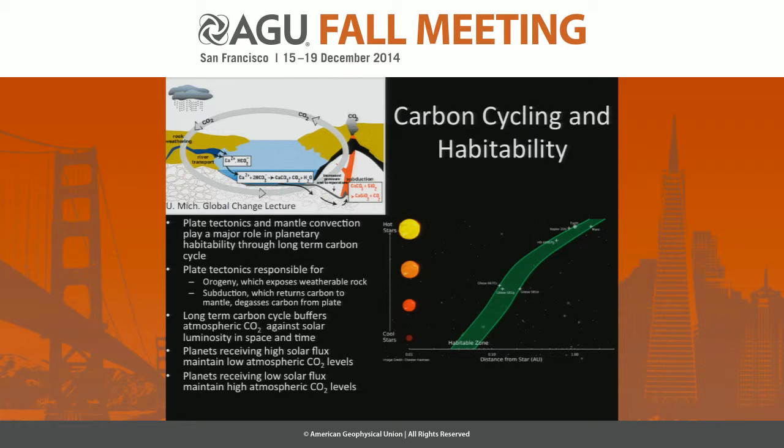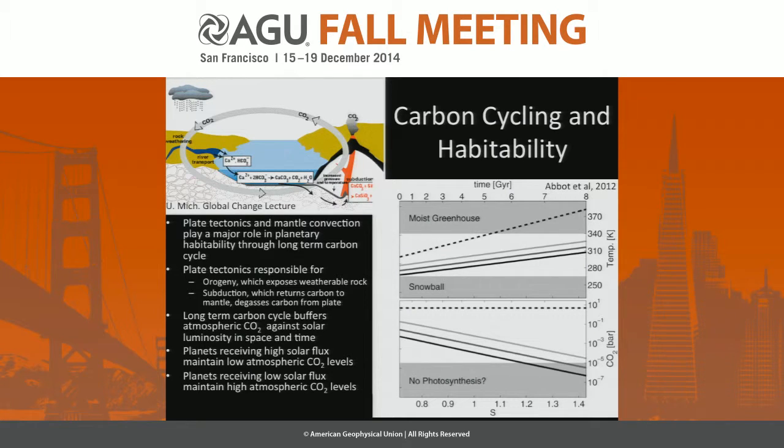And plate tectonics is also responsible for subduction, which returns carbon to the mantle, and degasses carbon from the plate up through arc volcanoes, which represents one of the major sources of CO2 in the atmosphere. And it's this long-term carbon cycle that's able to buffer atmospheric CO2 against variations in solar luminosity, in both space and time. So in space, I mean things like the position a planet is in the habitable zone, maybe close to the inner edge or close to the outer edge. And in time, as stars go through their main sequence, the phase of their main sequence evolution.